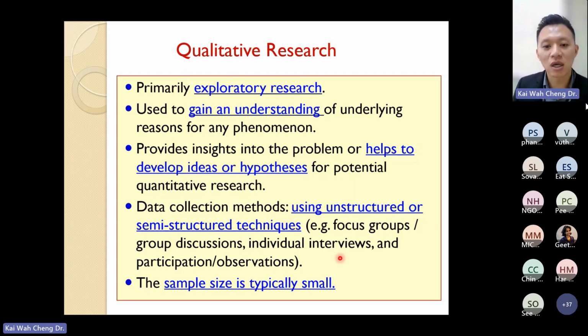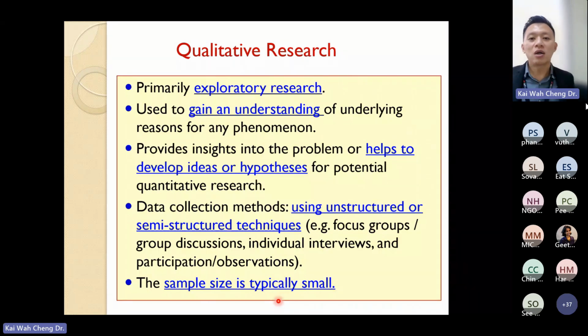And of course, you can conduct the research by going through a long period of observation. That is also considered an example of qualitative research. So basically, if you choose to conduct a qualitative research, the number of participants is relatively small as compared to a quantitative research.